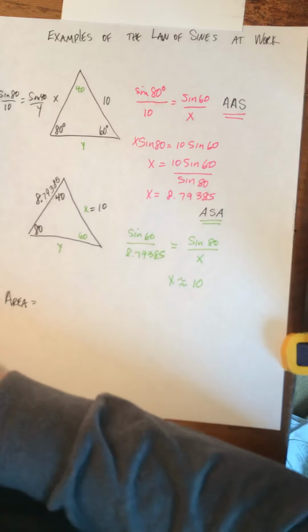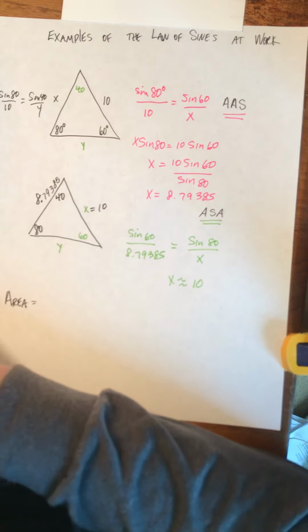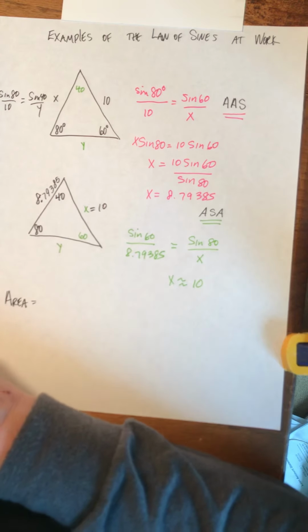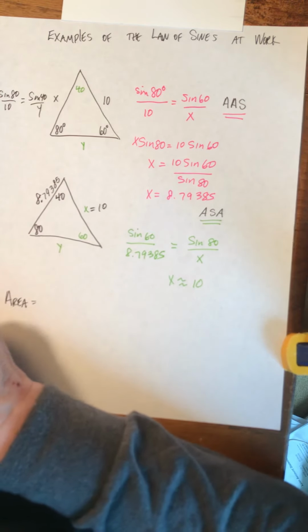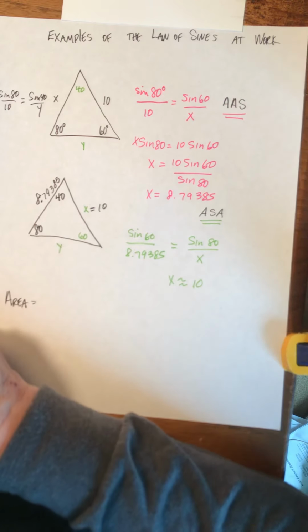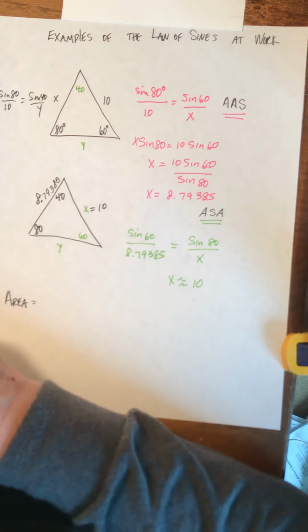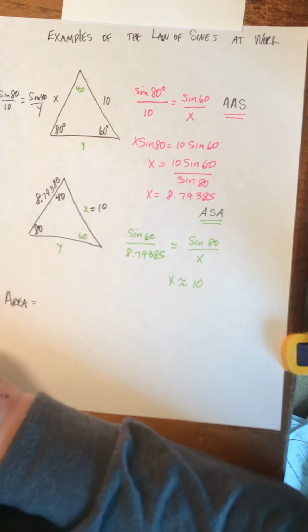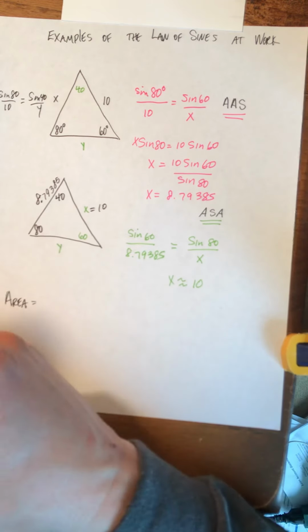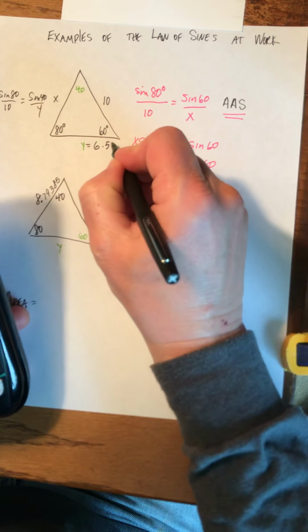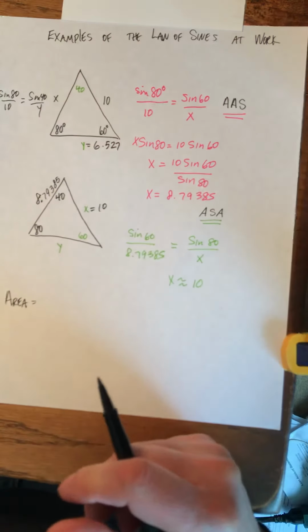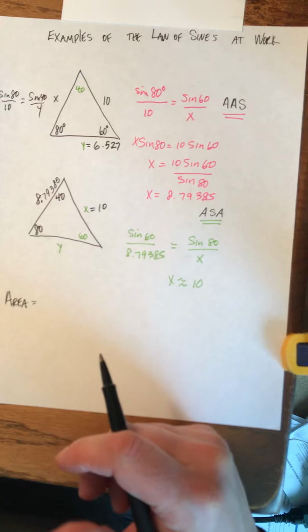And if we cross multiply and divide again, so we're going to go sine of 40 times 10, and then we're going to divide it by the sine of 80. Do it in your calculator as well. And we should get, for this side, 6.527. We'll carry out a few decimal places so we have less error.